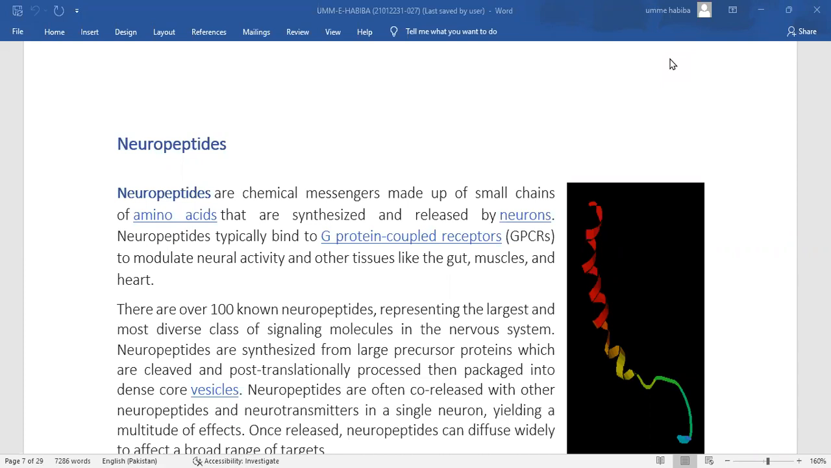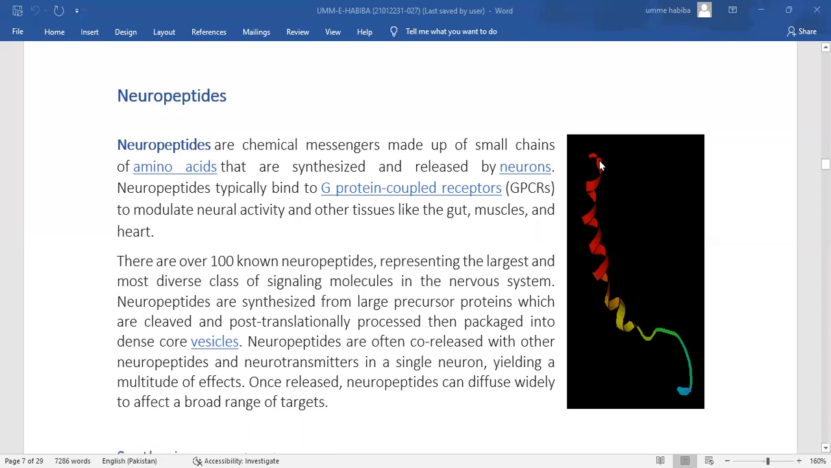There are over 100 known neuropeptides, representing the largest and most diverse class of signaling molecules in the nervous system. Neuropeptides are synthesized from a larger precursor protein, which is cleaved and post-translationally modified, then packed into dense core vesicles. Neuropeptides are often co-released with other neuropeptides and neurotransmitters in a single neuron, yielding a multitude of effects. Once released, a neuropeptide can diffuse widely to affect a broad range of targets.